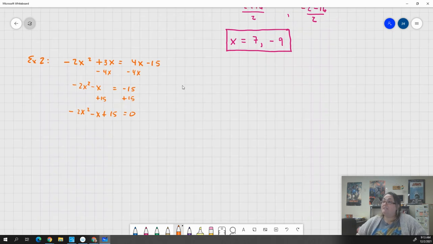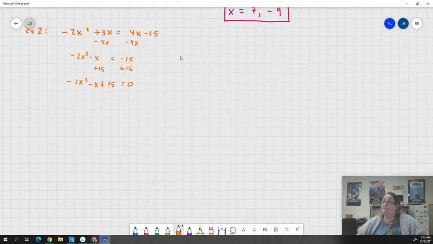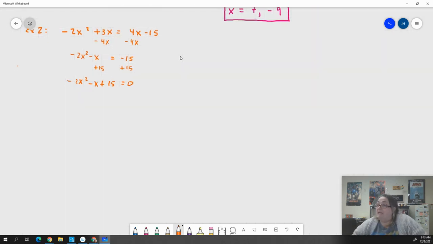Right? The next step was to identify my a, b, and c. So my a is whatever is in front of x squared, and in this case, that is negative 2. My b is whatever is in front of x. Notice I just have a negative there, so that is just negative 1. C equals 15. It is my term with no x value. And now I can plug these numbers into the quadratic formula.